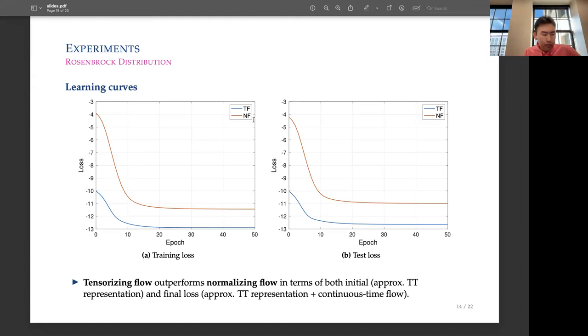As you can see, first of all, the normalizing flow starts from a training loss of minus four. So it basically means that Gaussian is really not a good initialization for the flow models. In contrast, the tensor train representation has an initial loss of minus 10 or so. So it really gives a better initialization compared to a Gaussian. And with the flow's refinement, the tensorizing flow outperforms the normalizing flow in terms of both initial and final loss.